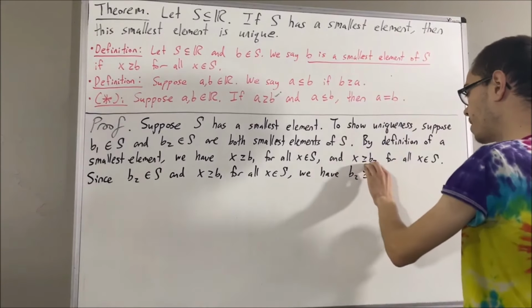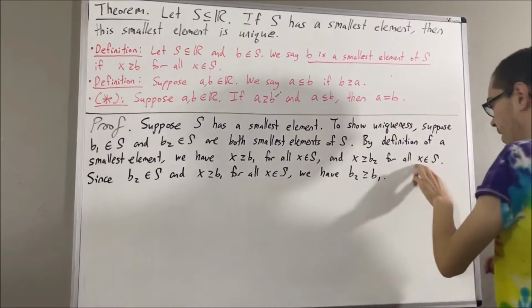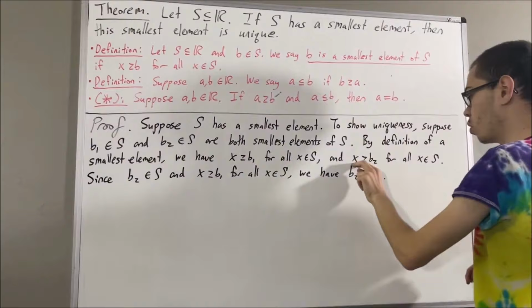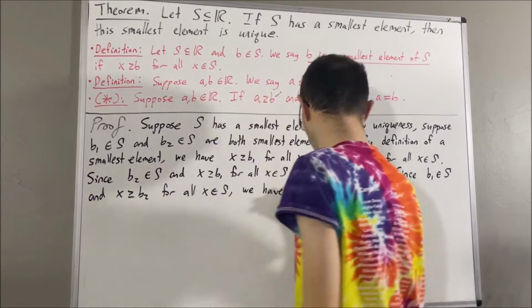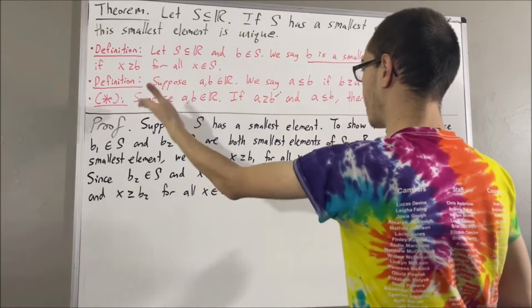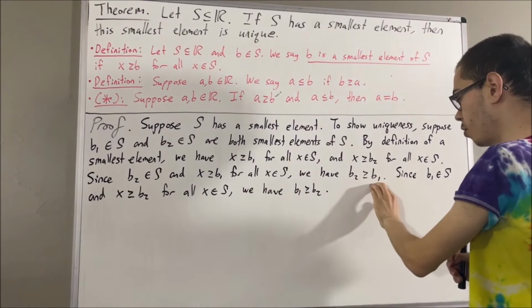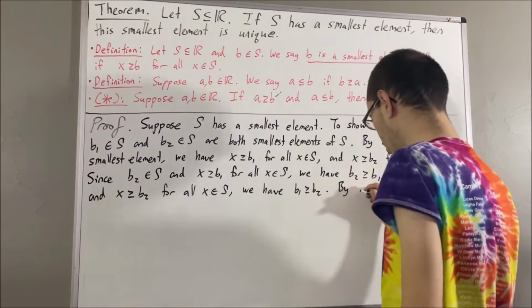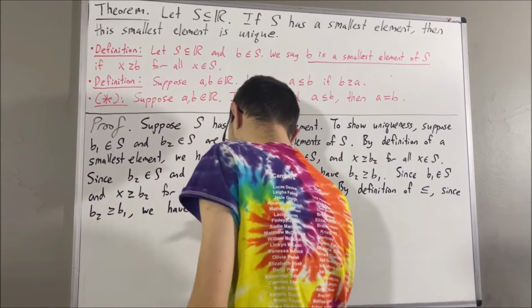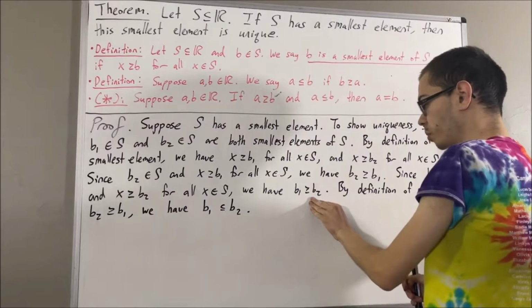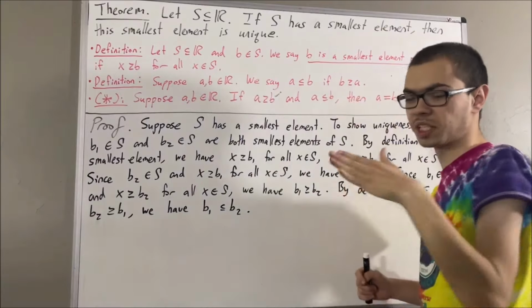And also, since this statement works for every element of S, then in particular it must work for B1. So taking X to be B1, we have B1 is greater than or equal to B2. And then applying the definition of less than or equal to, since B2 is greater than or equal to B1, we have B1 is less than or equal to B2. And then, since B1 is greater than or equal to B2, and B1 is less than or equal to B2, well then by star, we have that B1 is equal to B2.